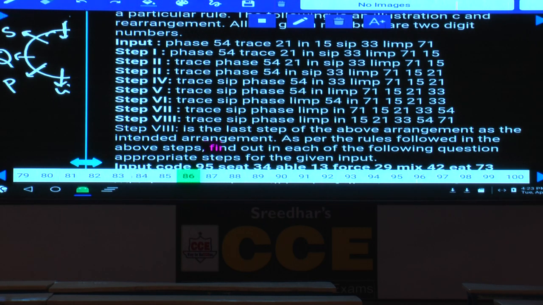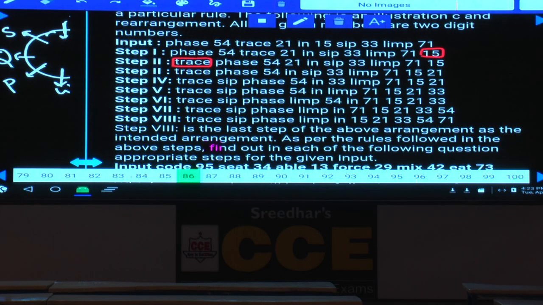Now let us discuss about the pattern followed in this. Now from input to step 1, what is the only change we can find out? 15. Now this 15 is arranged at the last place. Now 15 is the least number. The least number arranged at the last place, that is in step 1, all the remaining were shifted to the next places, isn't it? And next one. Then step 1 to step 2, after this 15, then what is the next word here? Now trace has been arranged at the first place. Clear now? That means the highest word.